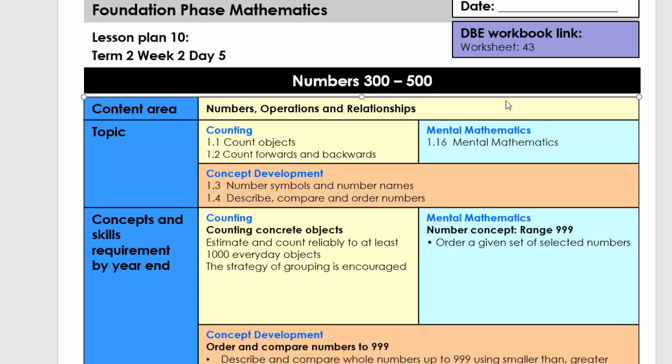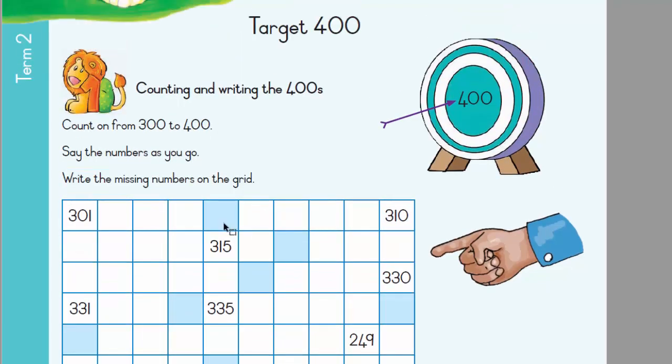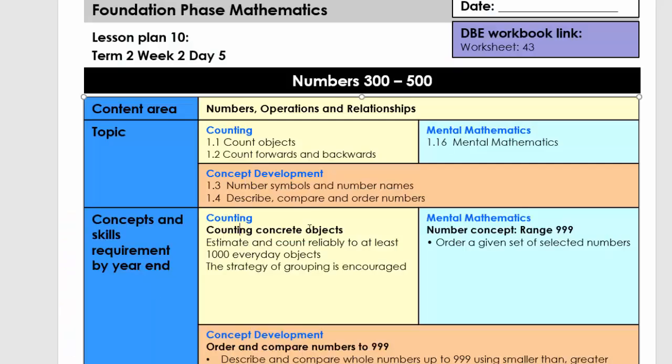Today we're going to do lesson 10, grade 3, term 2. The topic is numbers 300 to 500 and it links to your worksheet 43 in your DBE book. Let's quickly open that so you can do that worksheet as well. I'm going to go back to the lesson plan.